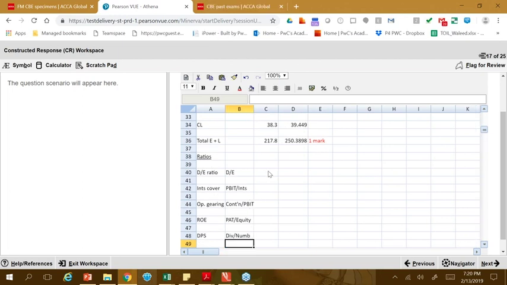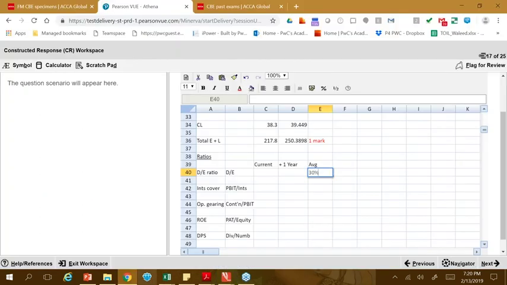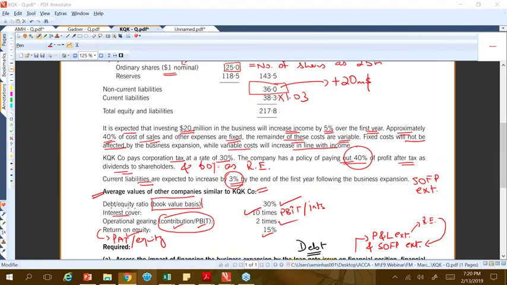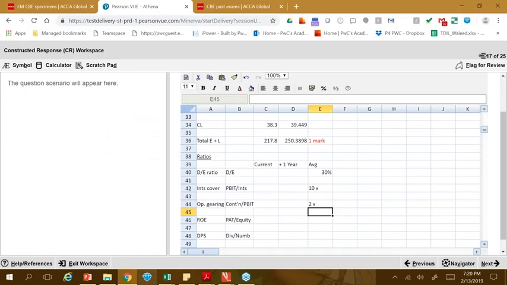We are going to do these ratios based on the current scenario and after 1 year, and we'll show the averages here as well. Well, the averages are given, so 30% is the average here. Interest cover is 10 times. Operational gearing is 2 times. Return on equity is 15%. I don't have the DPS information on average. So let's just quickly do these ratios.